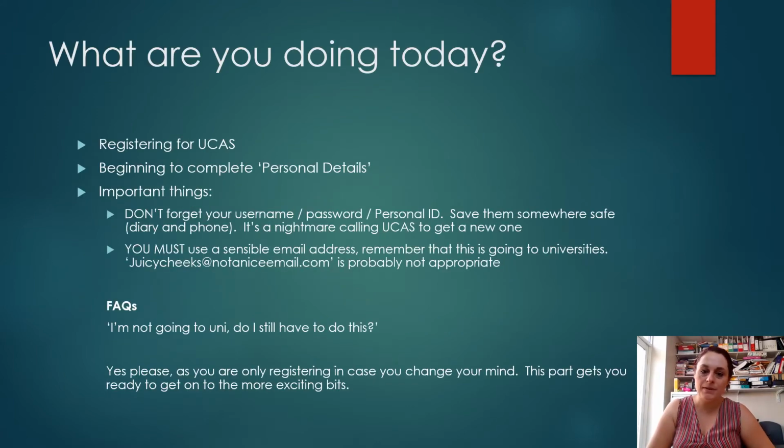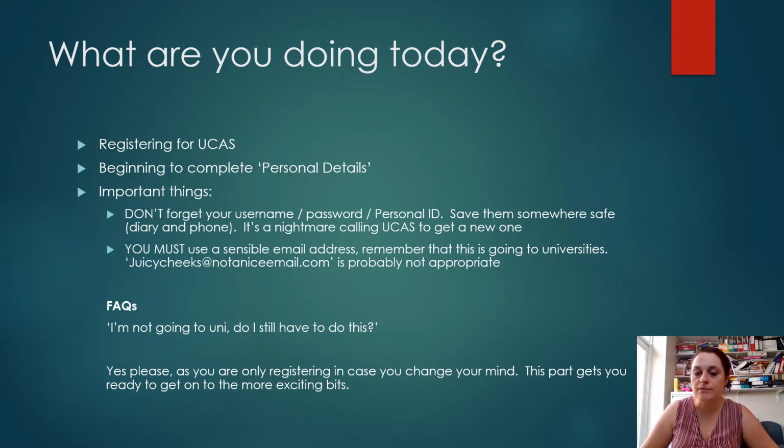So what are we going to be doing in this video? Well, first of all, you are all going to register for UCAS, which is the university main application site. To apply to university, you need to complete your application form through the website UCAS. You're going to begin to complete the personal details section.